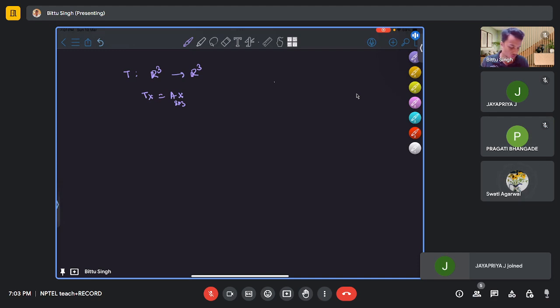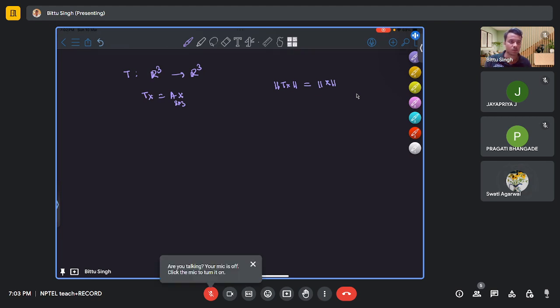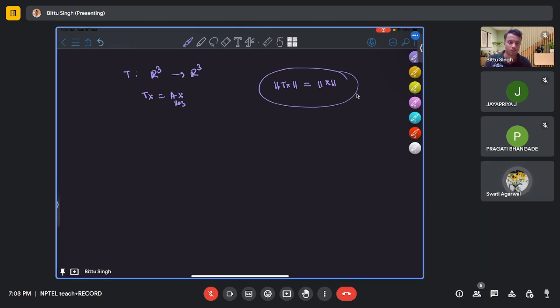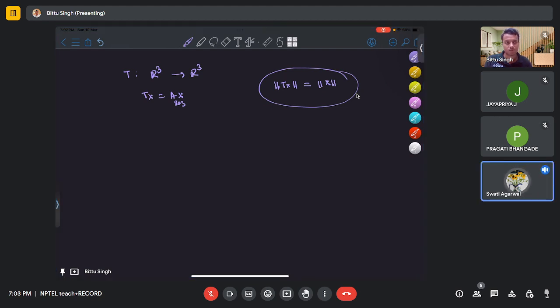Isometry means it is actually norm preserving. So you need to see whether the norm of Tx is the norm of x. Now you can check which option is working for this. Actually, I tried to solve it, and as per my solving, I got that if A is orthogonal, then T is an isometry. Yes, that is right. But the answer which is marked as correct in the answer sheet is something else.